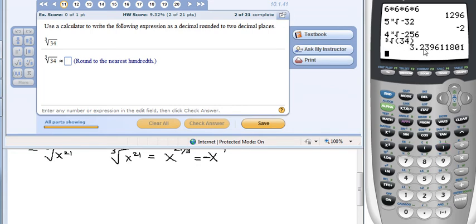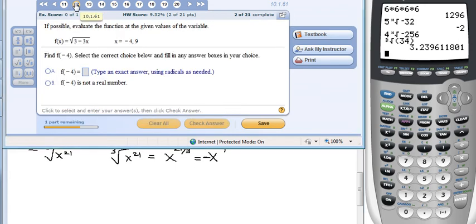Okay, rounded to the nearest hundredth. That's 2 decimals. Okay, so that'd be 3.24. And I don't know how many of these we have in there. Just 1. Okay.